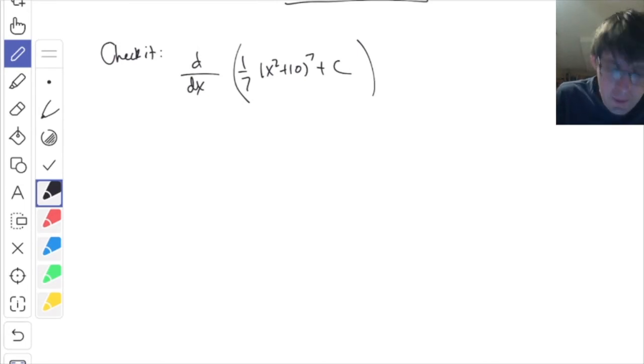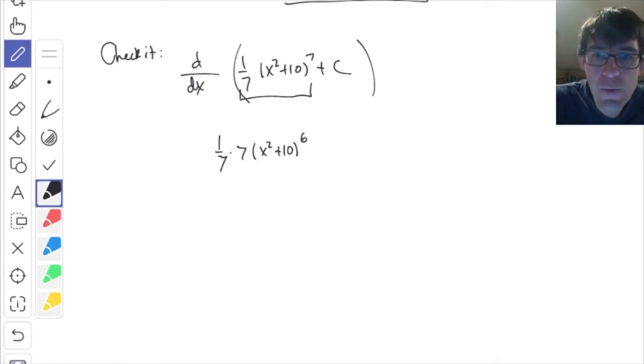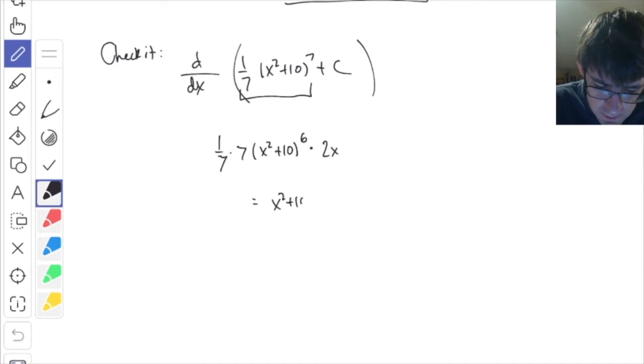Well, first of all, the plus c is going to go away when I take the derivative of that because the derivative of a constant is 0. And then the derivative of this part, I do the chain rule. The 7 exponent will come down in front, so it'll be 1/7 times 7 x squared plus 10 to the 6. And then when I'm doing the chain rule, I got to multiply times the derivative of the inside, which is 2x. And this, if you simplify, those 7's will cancel. This is x squared plus 10 to the 6 times 2x.